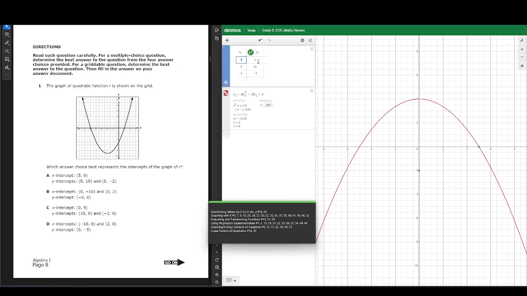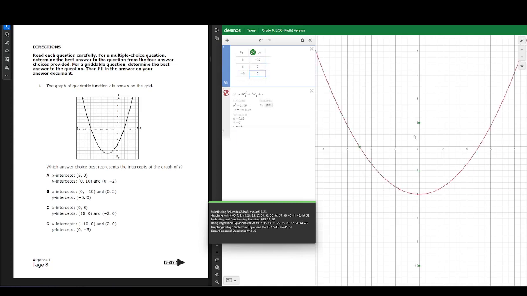So if I change up these points and put 0 and -10 and 0 and 2 and -5 and 0, then you can see that it still isn't going through all the points. And then I could do 0, 5, which this one's kind of tricky because I need to recognize that the x-intercept is not 0, 5.